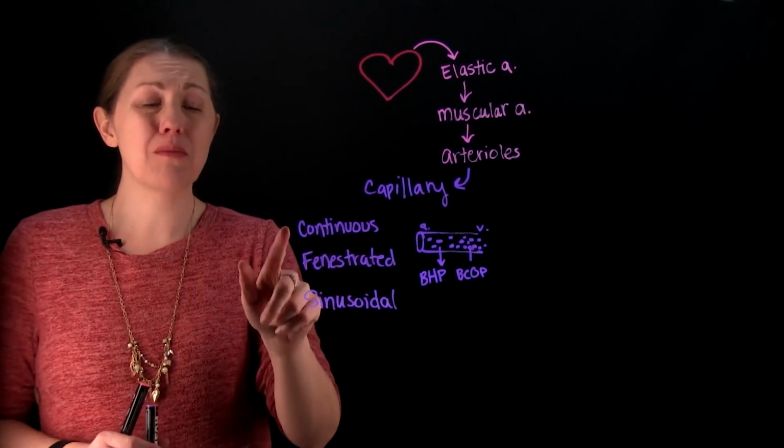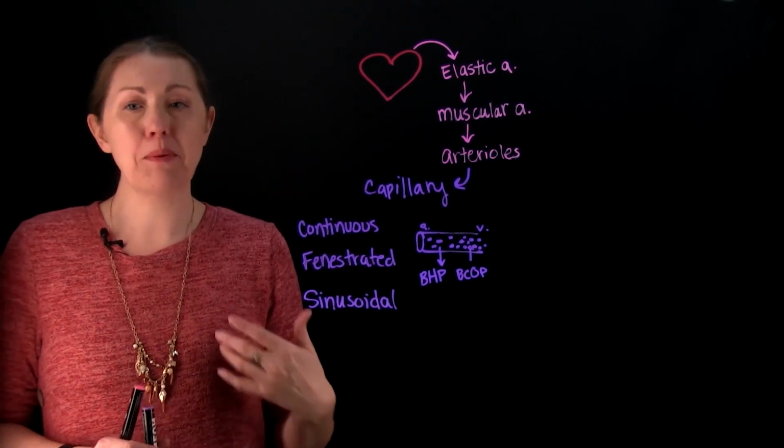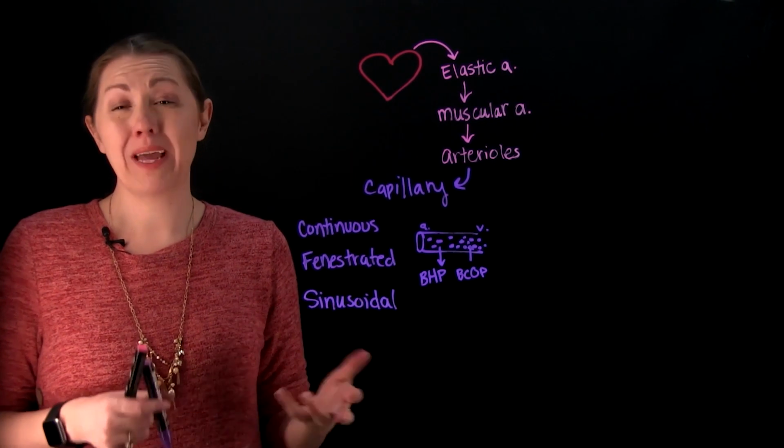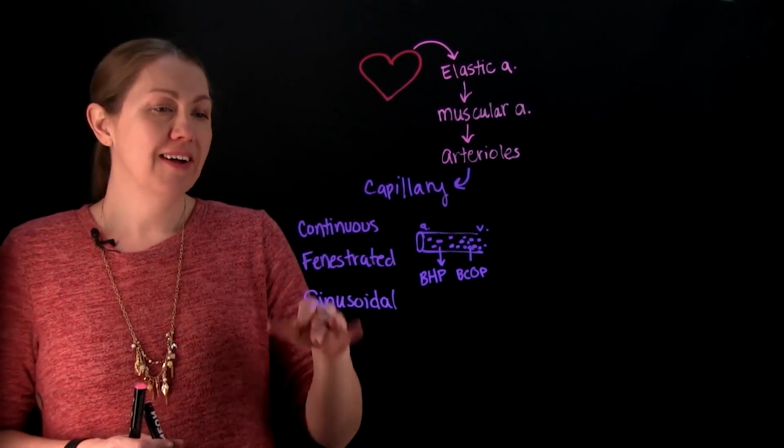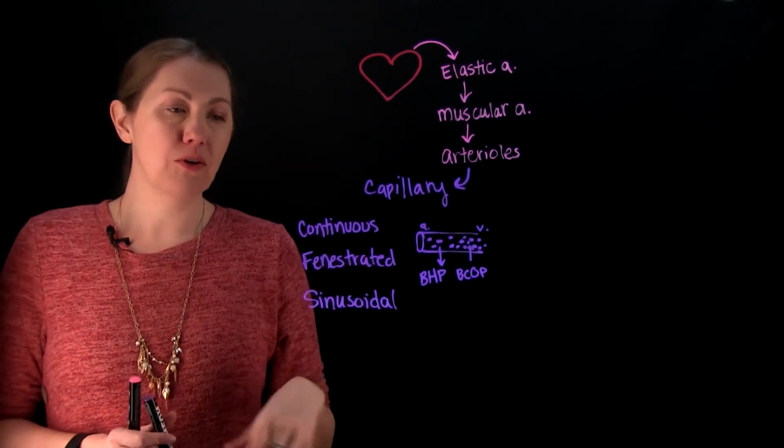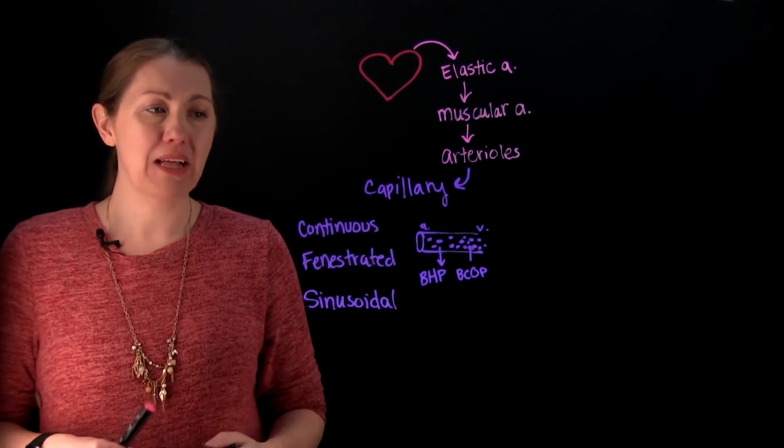And then continuous, that's the most common. That's where you see it across your body, where you're dropping off gases and nutrients, and you're picking up waste and the other gas. So dropping off oxygen, picking up CO2. So that's really what's happening at those capillaries.